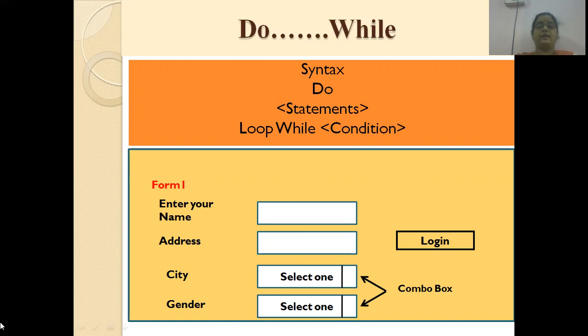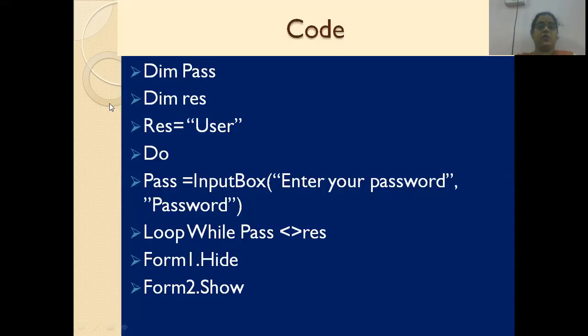To design the application and to run this type of application, this is the code. If my password is correct, then the form will open for the user. If the password is not correct, then it will not open. For that I have declared two variables here, dim pass and dim res. Dim is used in Visual Basic to declare a variable of its dimension. Here in the res variable I'll store the value the user enters.